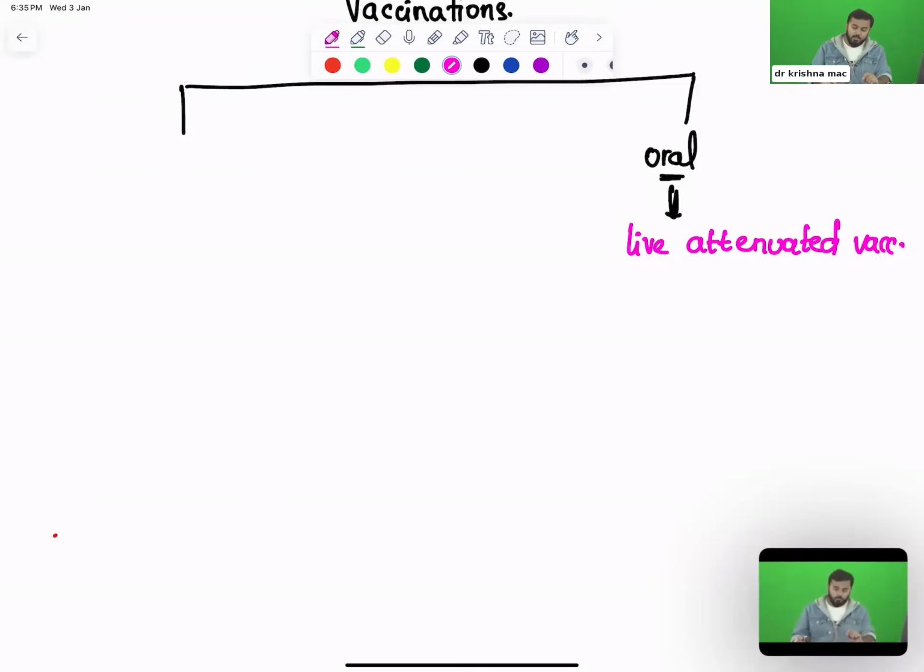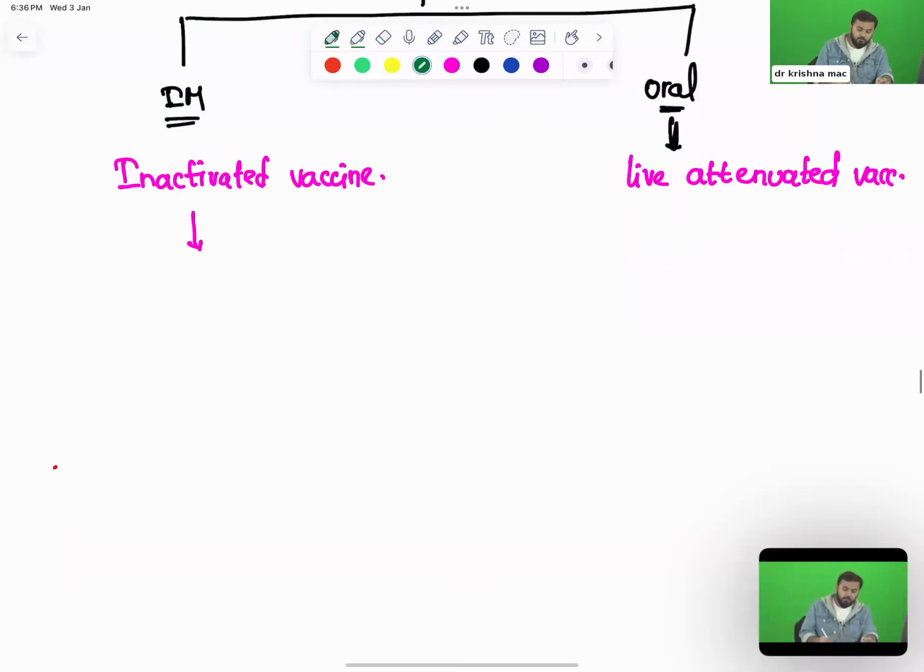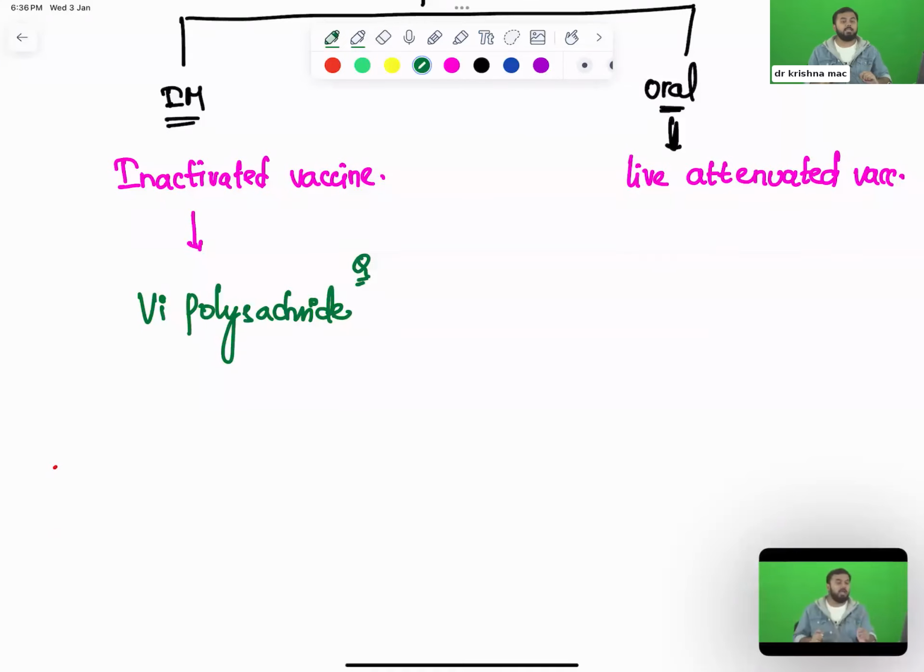Now, when it comes to the intramuscular route, the vaccine which I am going to give is an inactivated vaccine. The name of this vaccine is the VI polysaccharide vaccine. What is VI? Can anyone tell what is VI?